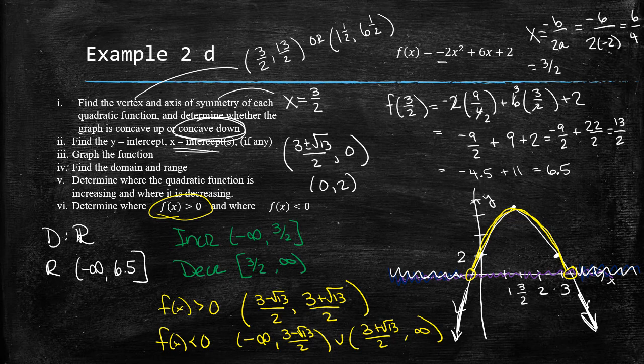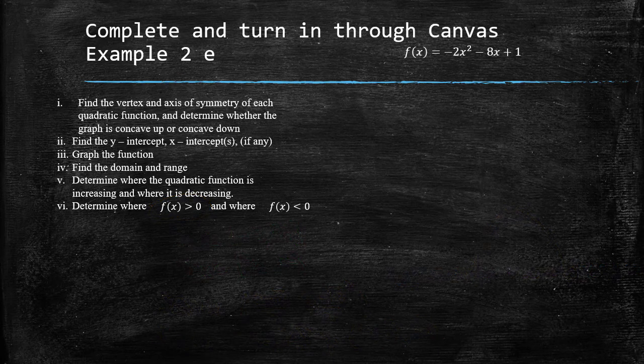Okay, good. The next one, example 2e, is for you to complete and turn in through Canvas. So f of x is negative 2x squared minus 8x plus 1. So answer the same questions that we've been doing. Find the vertex and the axis of symmetry. Determine if the graph is concave up or concave down. Find the intercepts, graph the function, domain and range, increasing, decreasing, and then where the function values are greater than 0 and then less than 0. Good luck. Let me know if you have any questions.